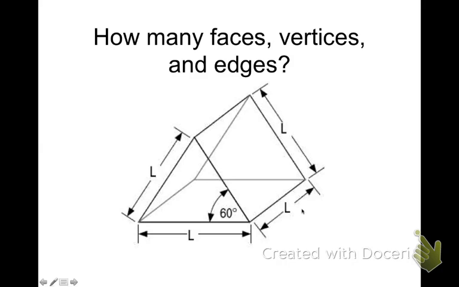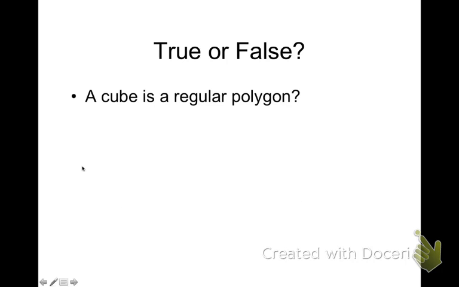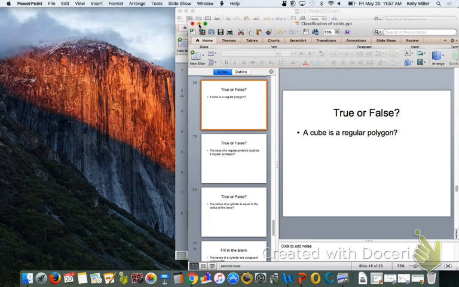How many faces here? 5. So everybody got the 5? Okay. How many vertices? 6. How many edges? 13? Not 13. 5 plus 6 is 11 plus 2 is 13. So you've got 1, 2, 3, 4, 5, 6, 7, 8, 9. 9. All right. Good. That is 12.1. Any questions?